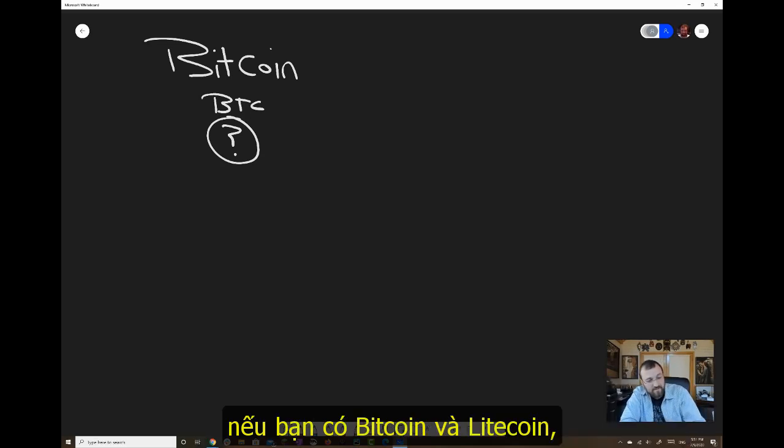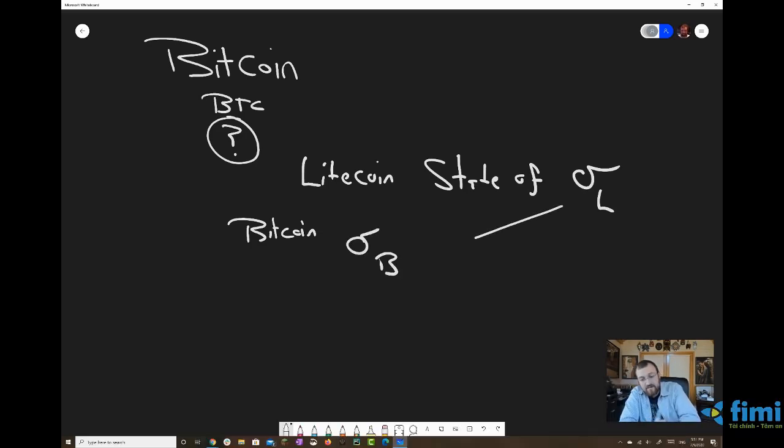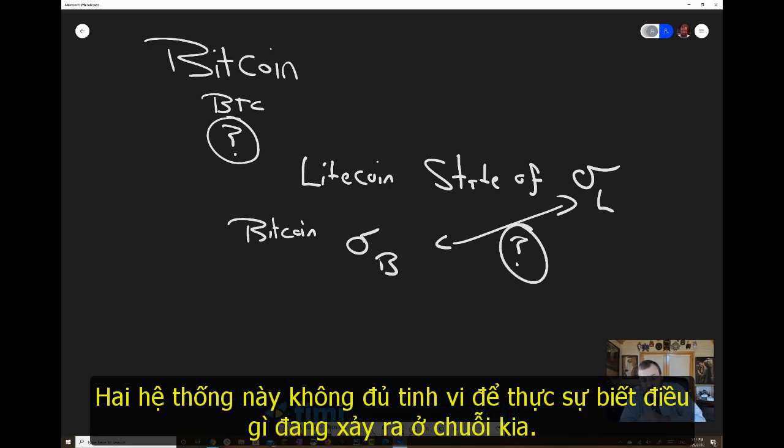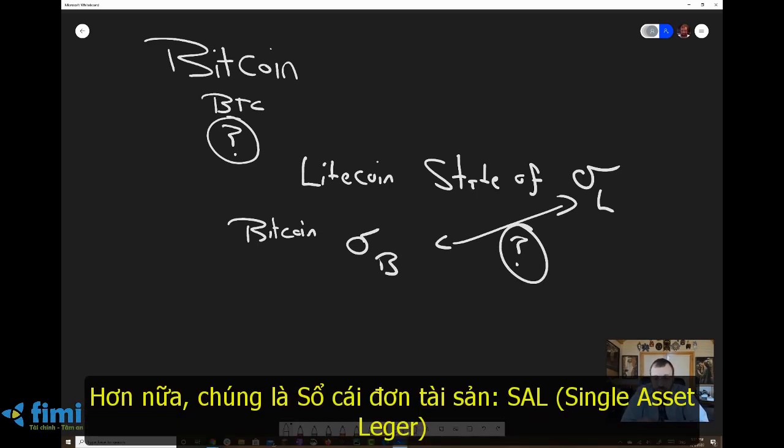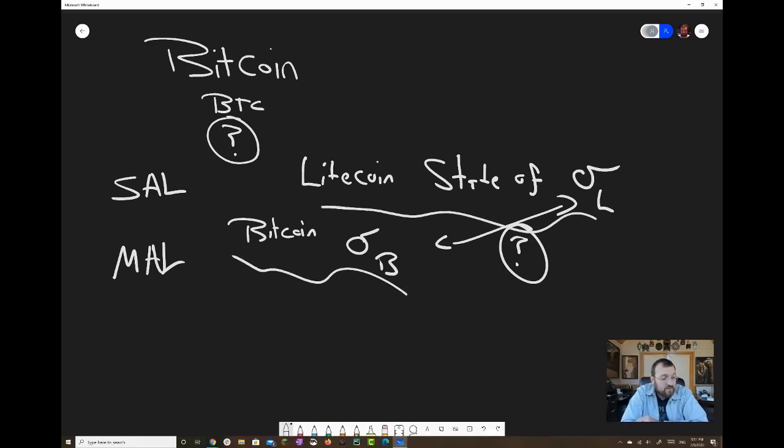So if you have Bitcoin and Litecoin, for example, the state of Litecoin, and we'll use sigma for the state. So the state of Litecoin versus the state of Bitcoin, these two systems are not sophisticated enough to really know what's going on. Furthermore, they're single asset ledgers, SALs. Now, the world has moved into an MAL system, multi-asset ledgers. So instead of saying, hey, we just have one system and it has Bitcoin, or one system and it has Litecoin, we want to have many tokens.